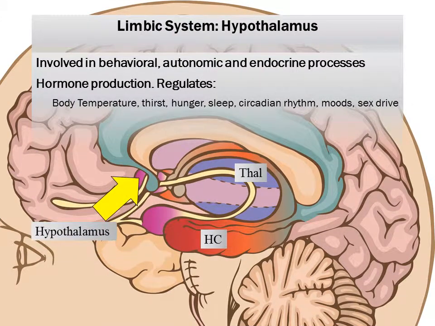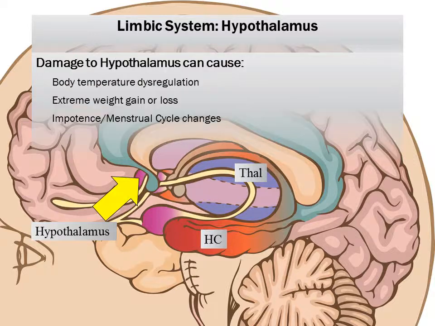The hypothalamus is located on the frontal aspect of the limbic system. It is involved in behavioral, autonomic, and endocrine processes. It is closely associated with the pituitary gland, which regulates body temperature, thirst, hunger, sleep, circadian rhythm, moods, and sex drive. Damaging the hypothalamus can cause body temperature dysregulation, extreme weight loss or extreme weight gain, impotence, and changes in menstrual cycle.